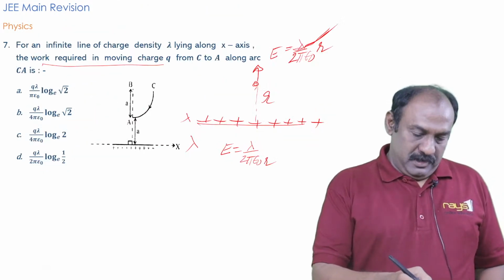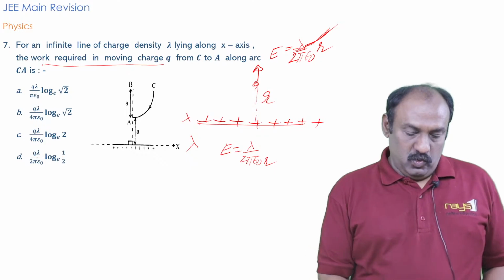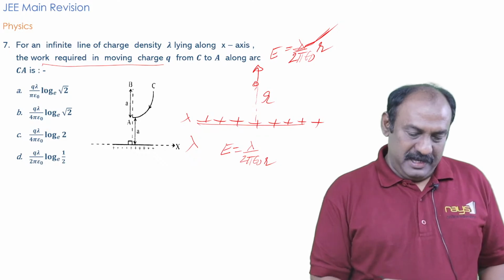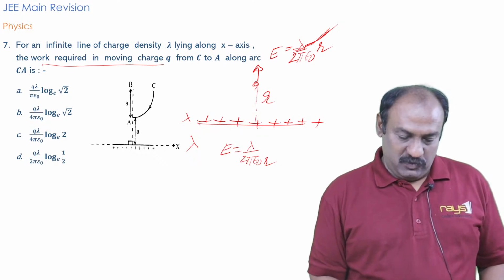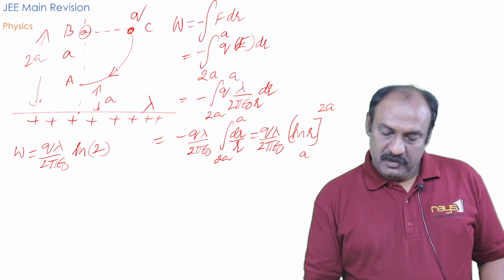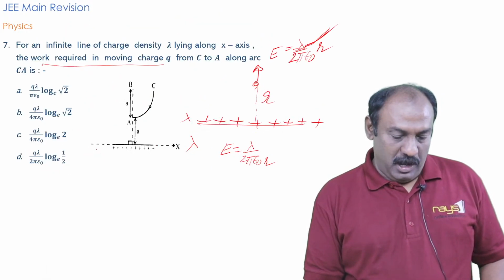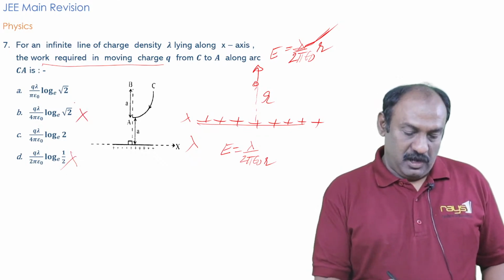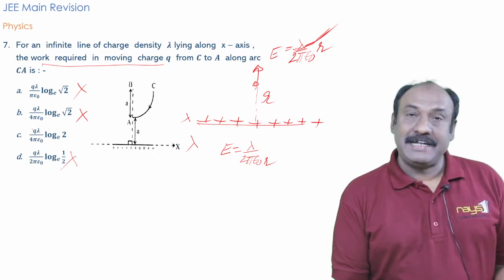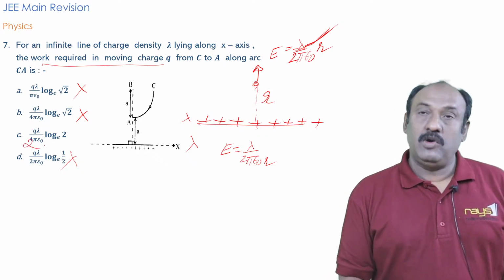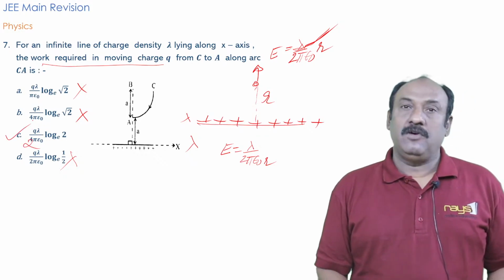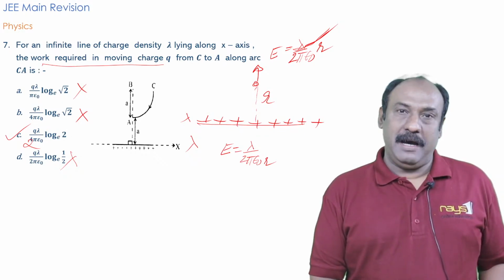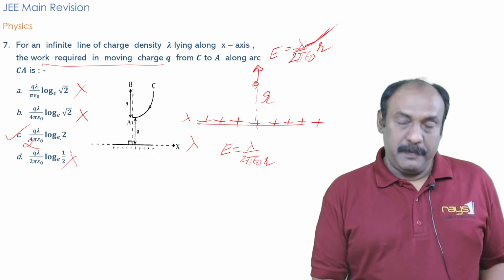So, by observing all the options, q lambda by 2 epsilon naught or 2 pi epsilon naught, here q lambda by 2 pi epsilon naught into log 2 is correct. This one is wrong, here it is also wrong, this one is also wrong. So, you have to correct option C as q lambda by 2 pi epsilon naught into log base e 2. So, correct option C as q lambda by 2 pi epsilon naught into log base e 2 is the answer.